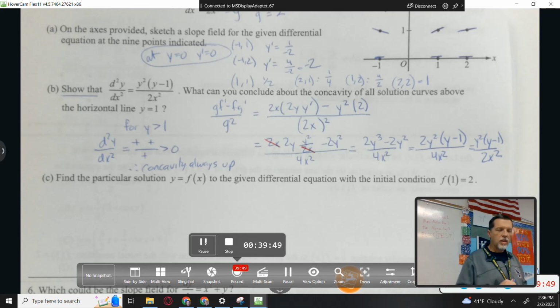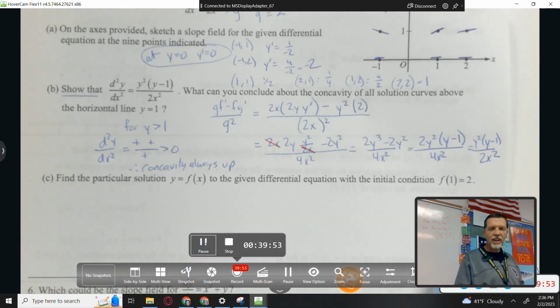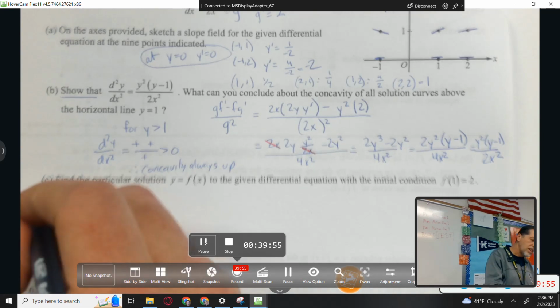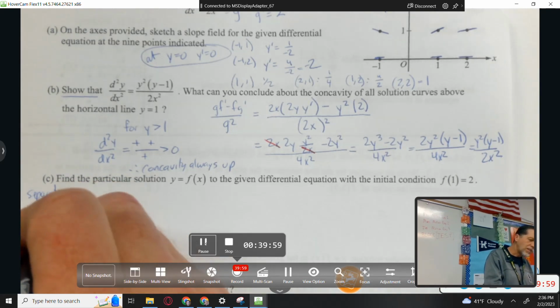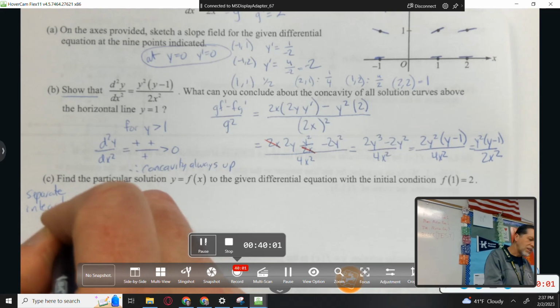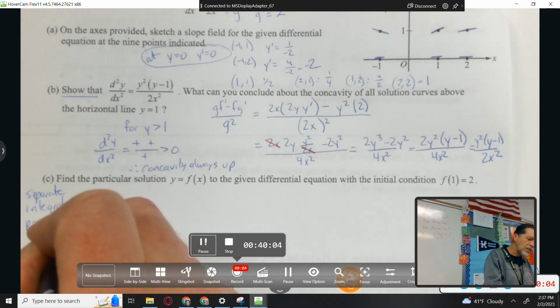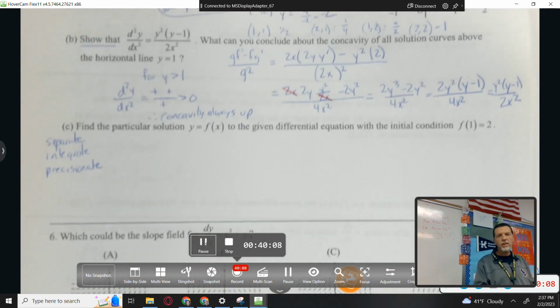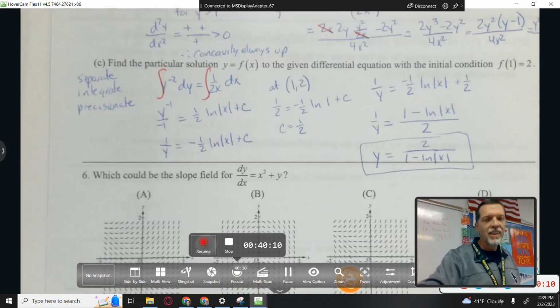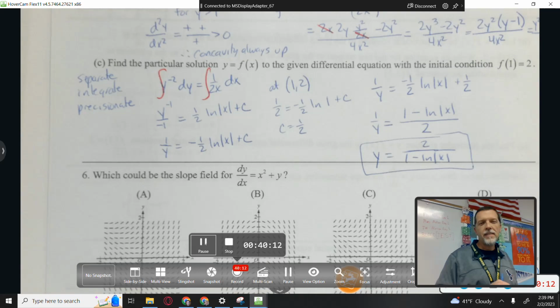How are you going to find the particular solution given that condition? Separate, integrate, precisionate. Lots of calculus, lots of algebra.